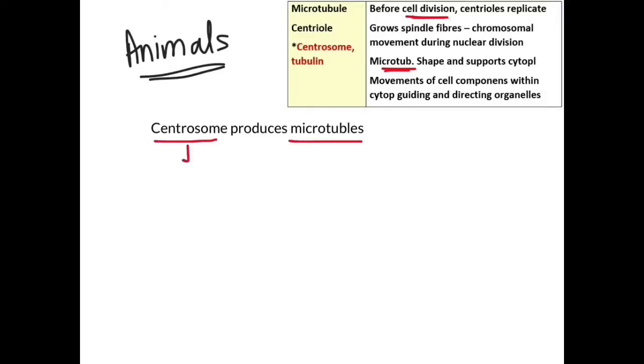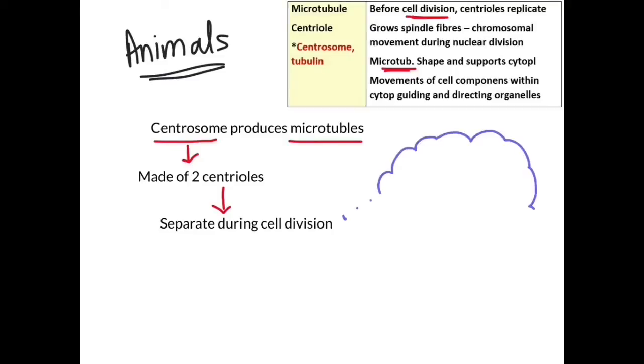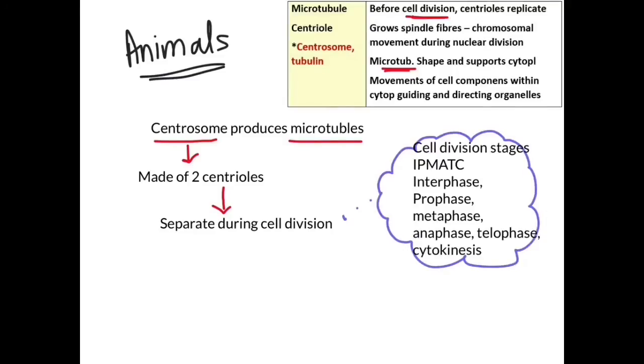Here's an easy way to look at this. There's an organelle called the centrosome which produces microtubules. And this centrosome is made up of two centrioles. Centrioles are tiny organelles that consist of 9 triplets of microtubules. And these centrioles separate during cell division stages, which is nothing but IPMATC, a simple way to remember. During these stages, centrioles play their role. They grow spindle fibers, and these spindle fibers aid the movement of chromosomes in the division process.